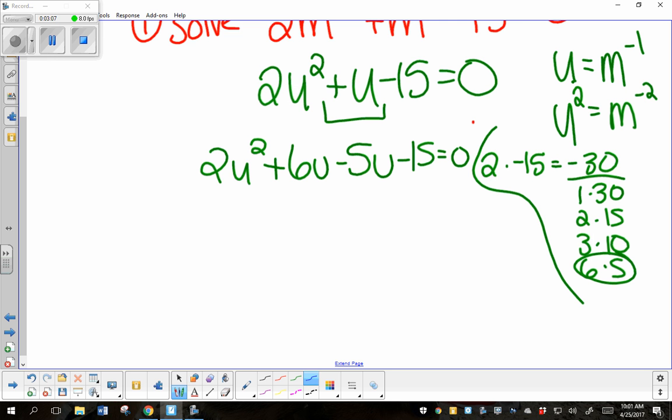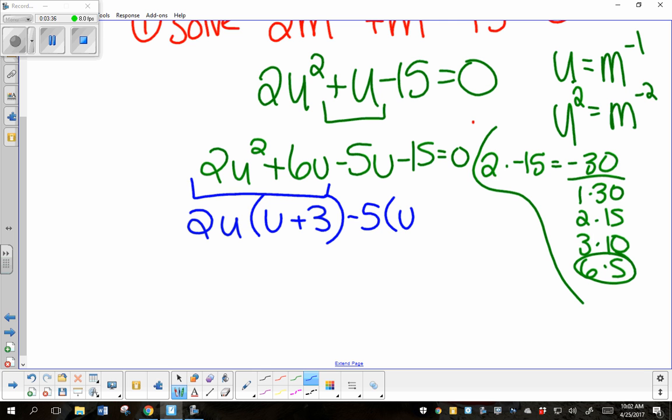So with the AC method, once you replace the b value, what kind of factoring do you have to do? Grouping. So what can I factor out of 2u squared and 6u? 2u. So I'm left with u plus 3. Raise your hand if you can tell me what to take out of the negative 5u minus 15 so that I end up with a positive u plus 3. Okay, you guys need to raise your hand if I said raise your hand. Negative 5, and I'm left with u plus 3 equals 0.